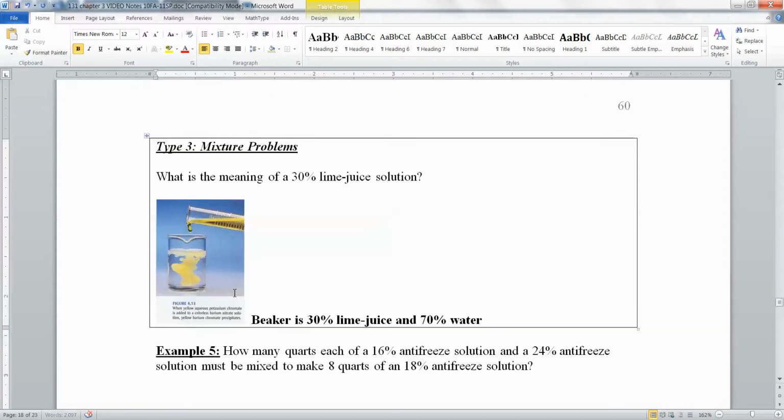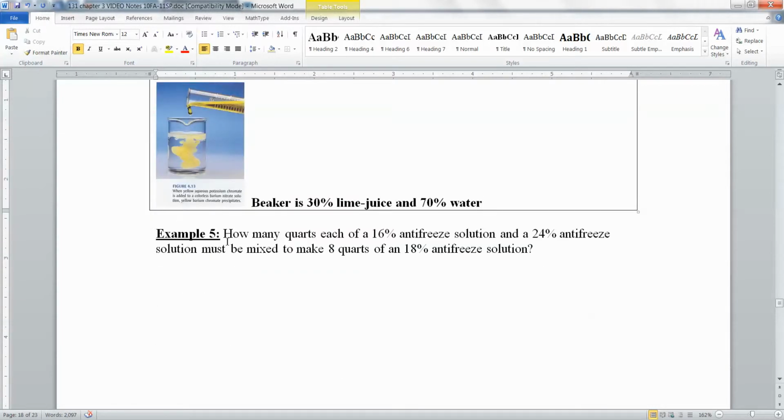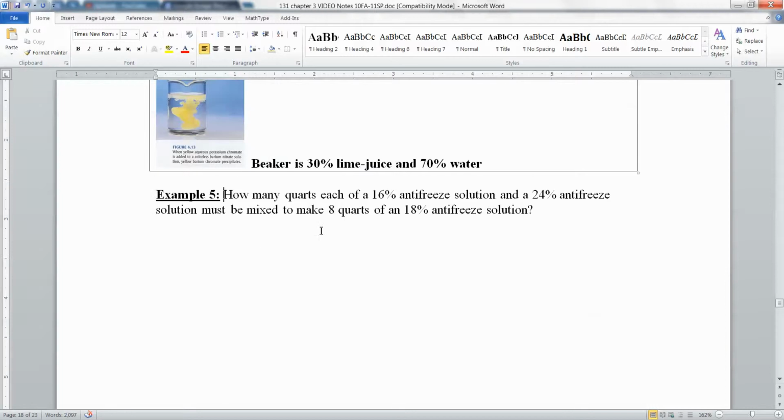Okay, so if that's what solutions mean, then let's think about this for this problem. How many quarts each of a 16% antifreeze solution and a 24% antifreeze solution must be mixed to make 8 quarts of an 18% antifreeze solution? And again, this is the kind of thing that you do in science, of course, but also in shops. Like I've seen my father-in-law do this, where you have one jug of a certain percentage of, you know, motor oil or whatever, and then another jug of a different percentage, and he has to mix them. They do the same thing in paint stores too, honestly.